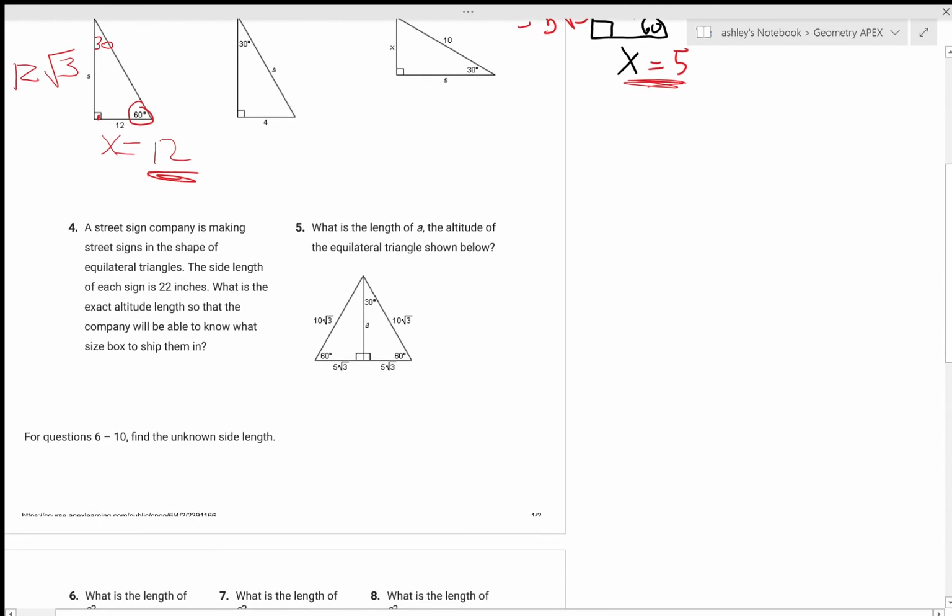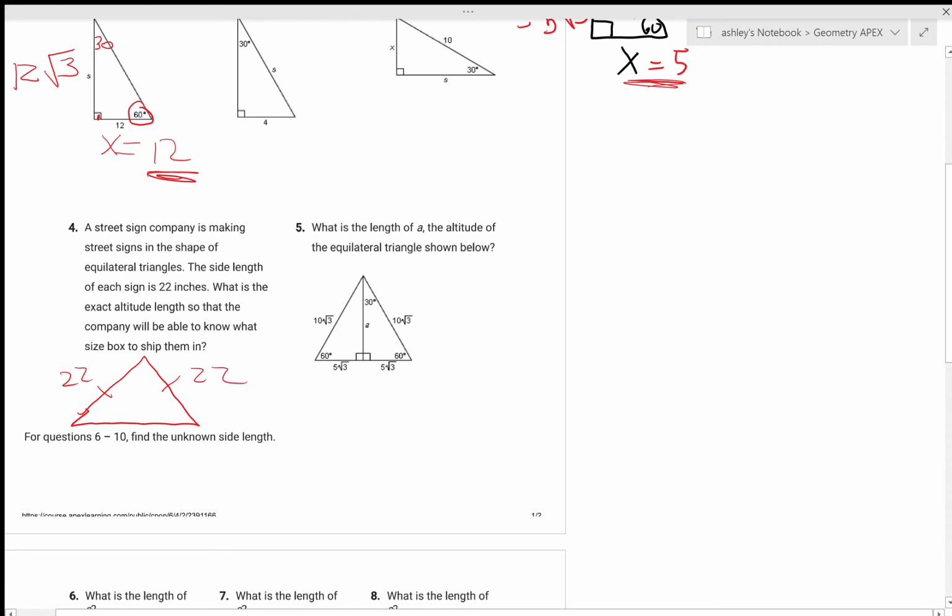So number 4 is a word problem. Step these things out. Think about them as best you can. A street sign company is making a street sign in the shape of an equilateral triangle. So that means all of our sides are equal. So we can draw that picture. Assume all my sides are equal because of my terrible artistry. It's fine, you can mock me as much as you want. The side lengths of each side are 22.